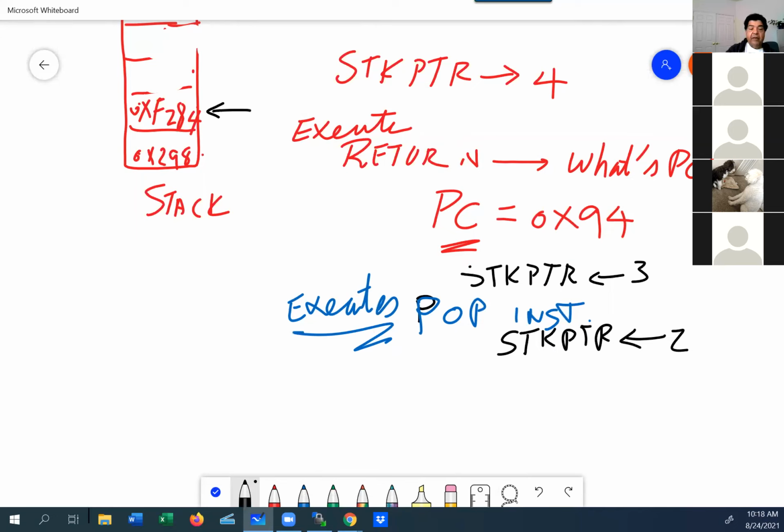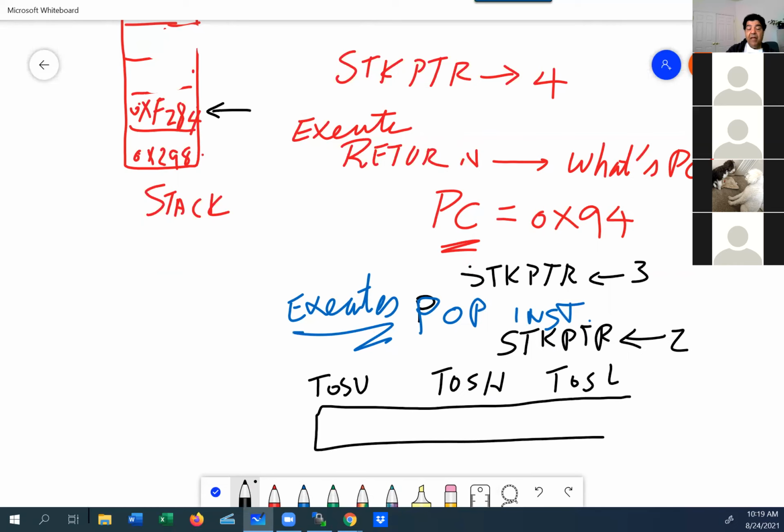Now you're all the way down here and somebody asks you, what is the top of stack upper? What is top of stack high? And what is top of stack low? They're basically asking you what's on the top of the stack. The 3 bytes make up the top of the stack. And you say, oh, look, there is 84, there is F2. So you put an 84 in here, F2 in here. And since there's nothing above that, those are 0, 0.